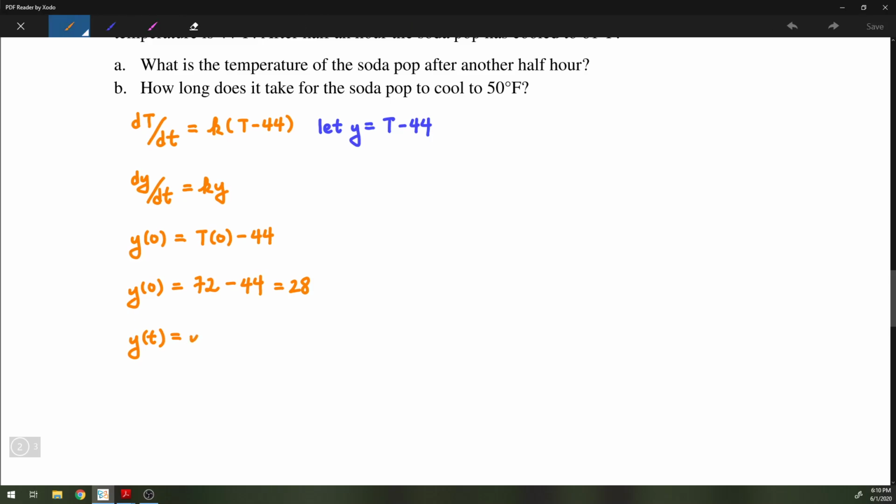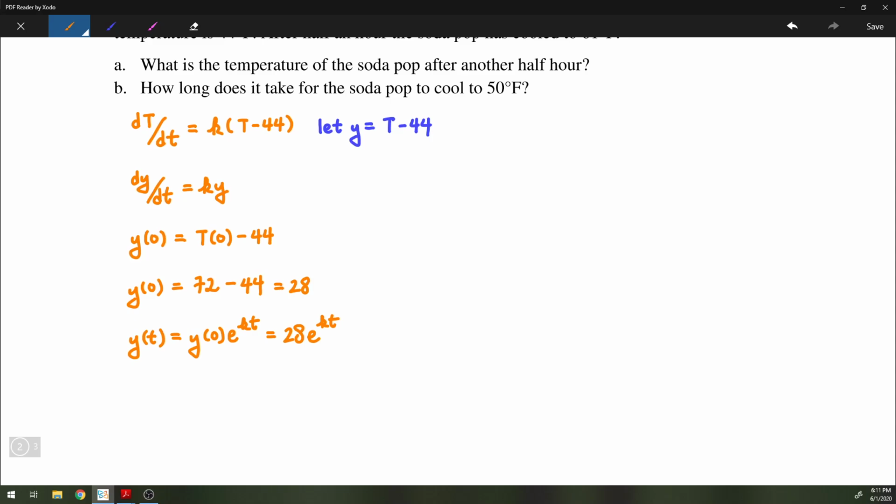Right, so y of 0 e to the kt. We use y equals T minus 44 simply to get to this stage, so we can apply the solution of our differential equation like we have done before. Now, of course, we know y of 0 is equal to 28. So we simply have 28 e to the kt.